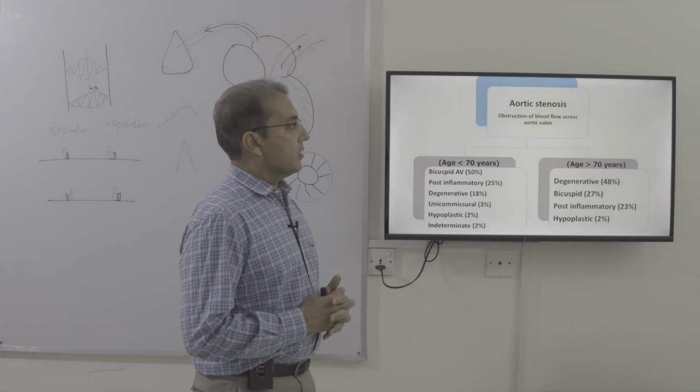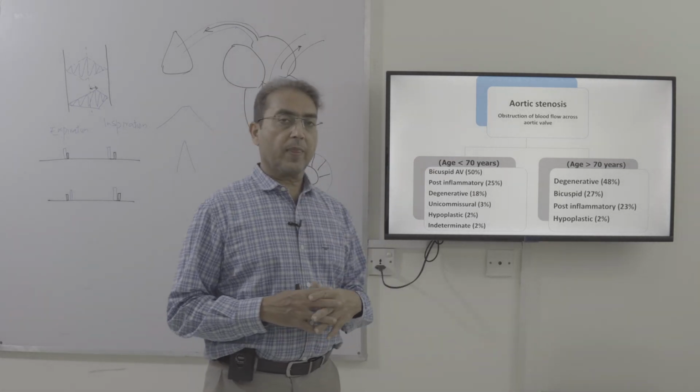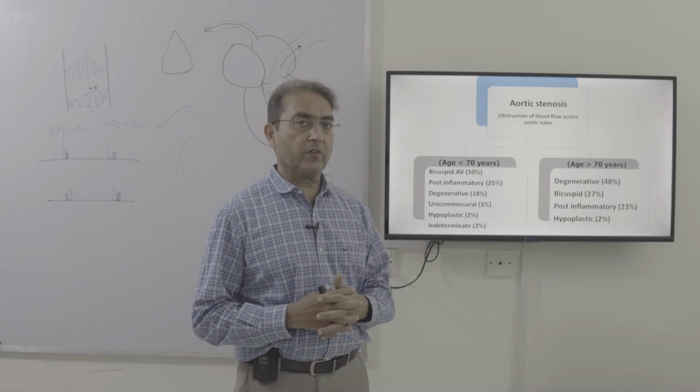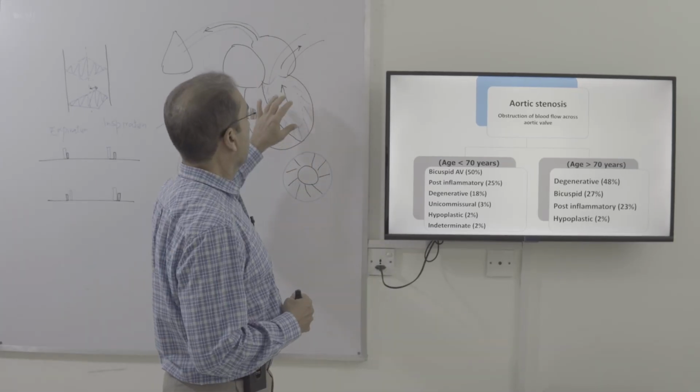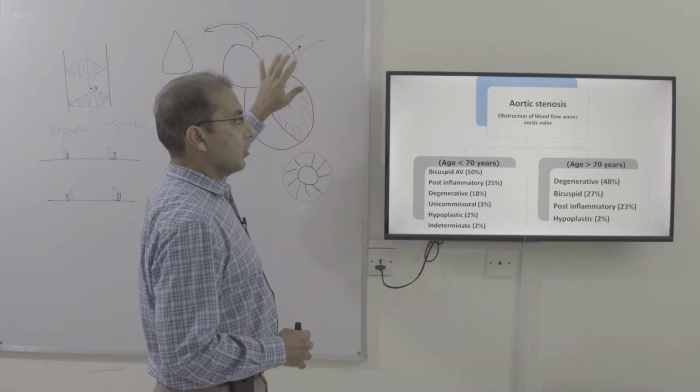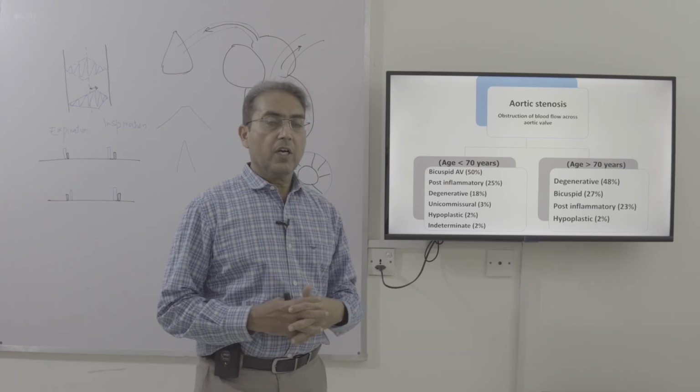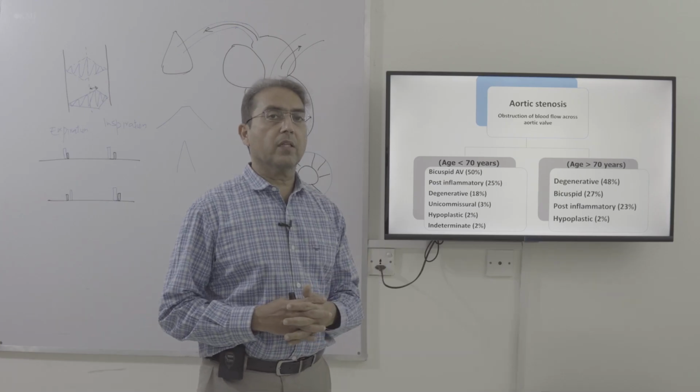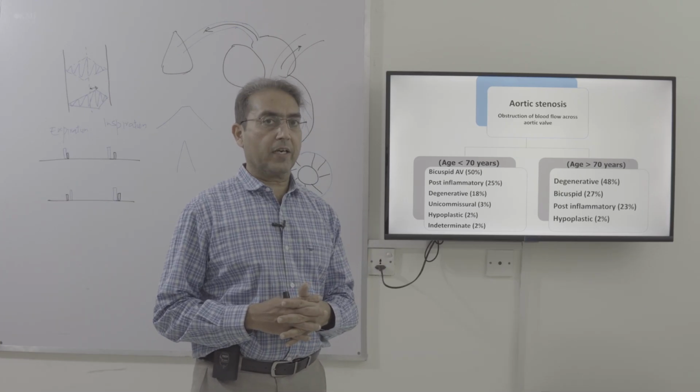Today we are going to discuss aortic stenosis. The aortic valve is a semilunar valve which is placed between the left ventricle and the ascending aorta. So this valve directs the flow of blood in the left ventricular outflow tract.